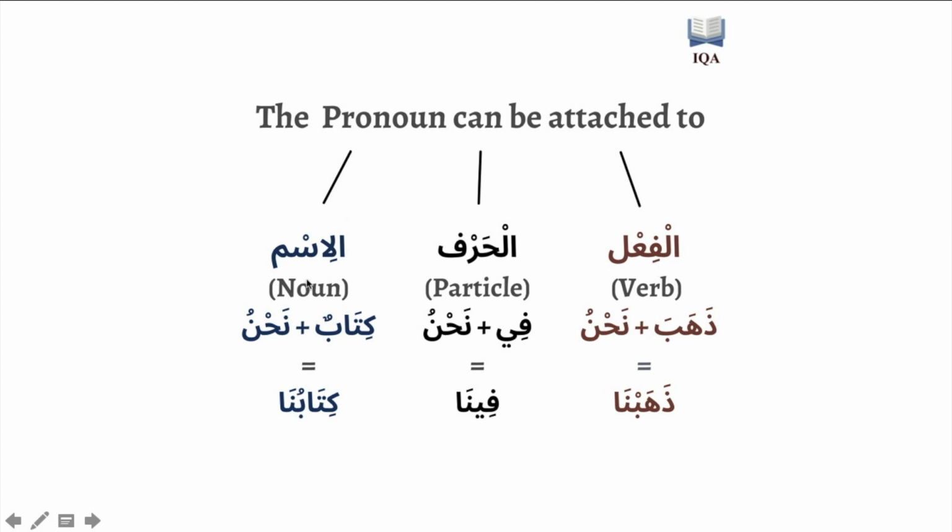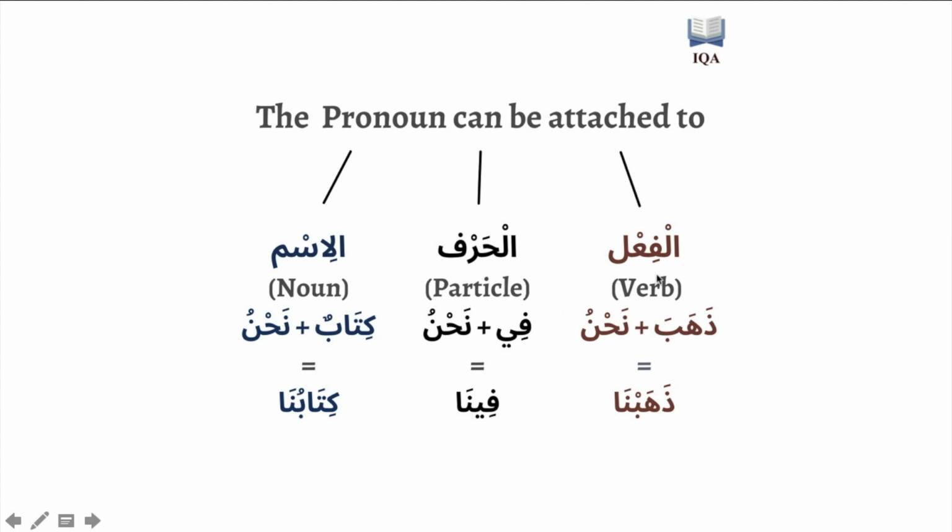So a pronoun can be attached to another noun, like kitab. When I attach kitab to the pronoun nahnu, which means us, it becomes kitabuna. Kitabuna means our book. So the attached form of nahnu is na. Like we say rabbuna, for example, or rasuluna. A pronoun can also be attached to a harf, a particle. So for example, fi. When I attach fi to nahnu, it becomes fina, so inside of us.